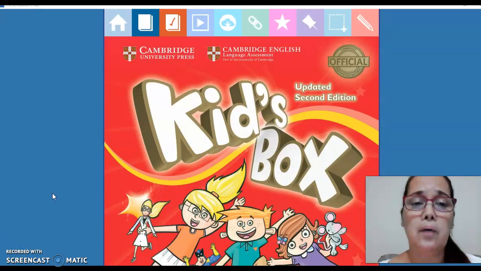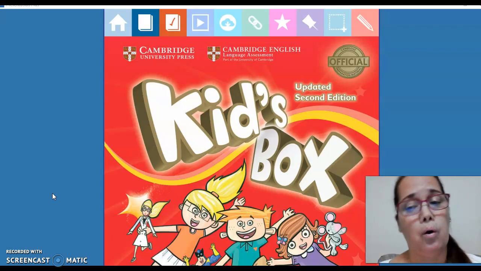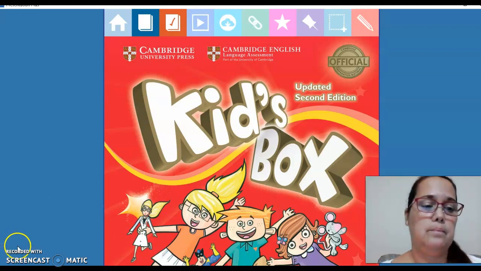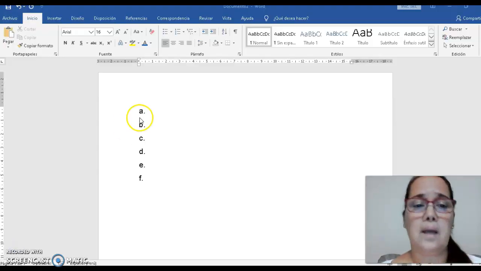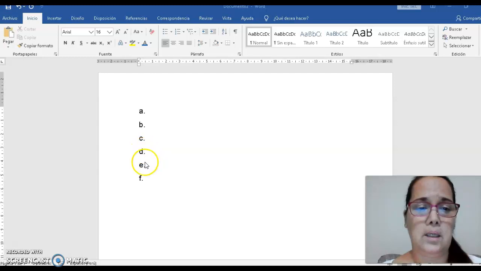So please take out your yellow notebook or a paper and a pencil. Okay? Yellow notebook or a paper and a pencil. Write these letters: A, B, C, D, E, F. One under the other. Okay?